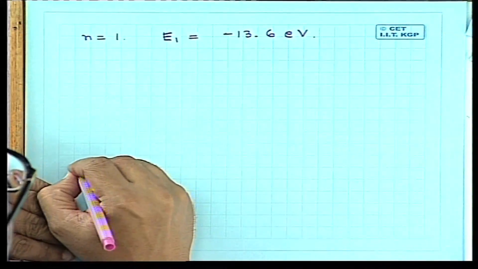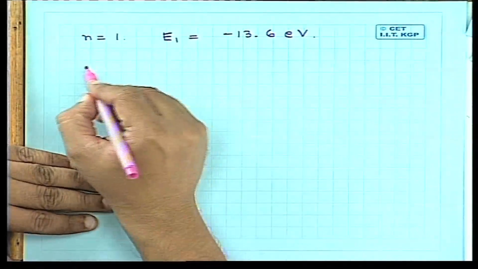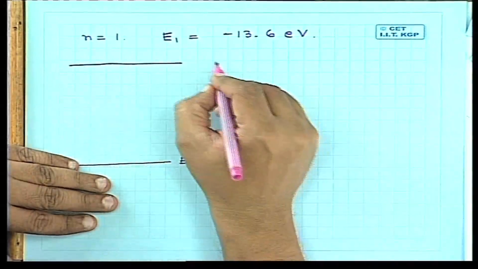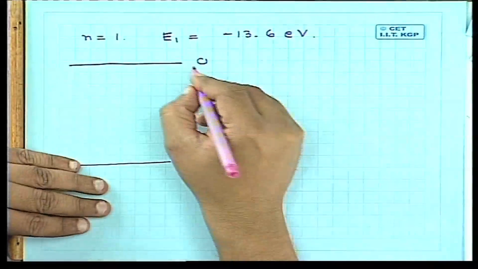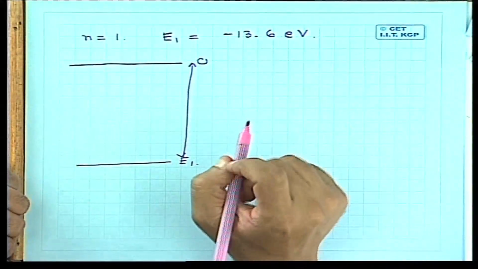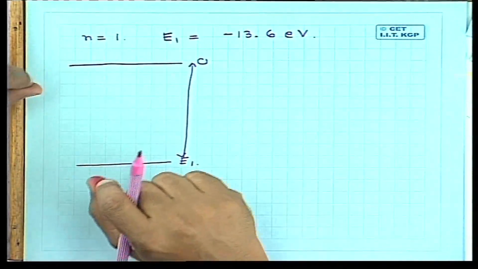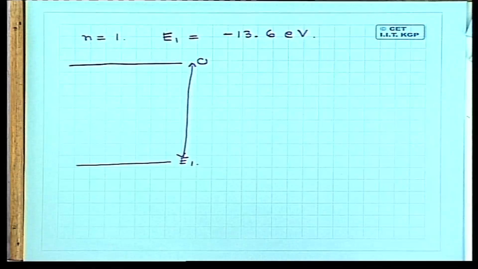So if this is E1 and let us say this is 0, the energy level 0, then this difference from 0 to here is 13.6 electron volts. So when an electron goes and combines with the hydrogen atom, goes to the ground state, then it loses 13.6 electron volts. A free electron has 0 energy. Suppose you have a free electron and free proton, the total energy is 0. When the whole thing combines to form a ground state hydrogen atom, 13.6 eV of energy is released.